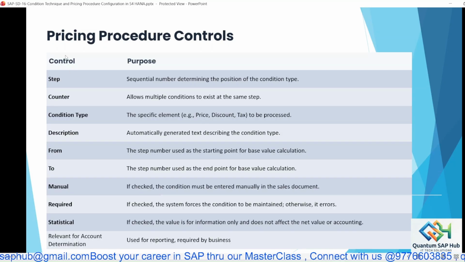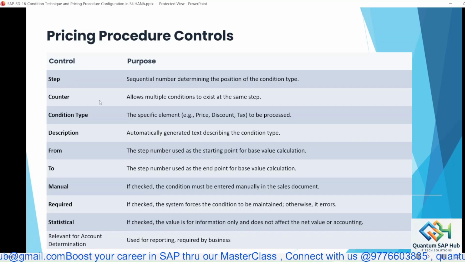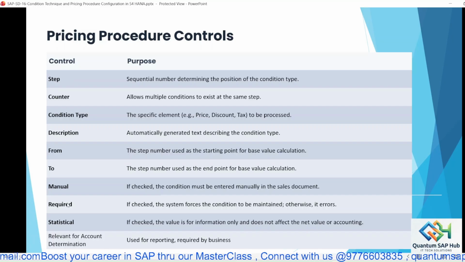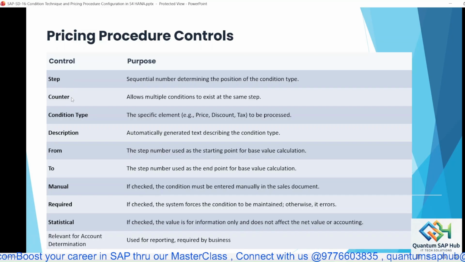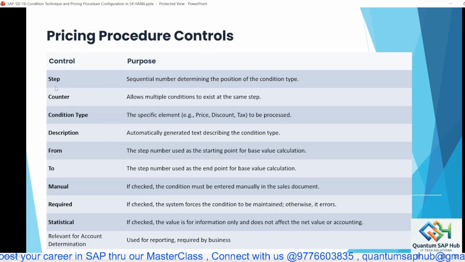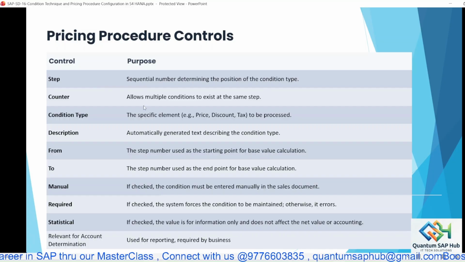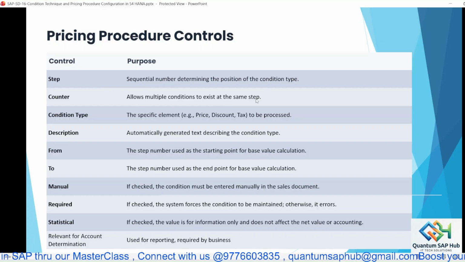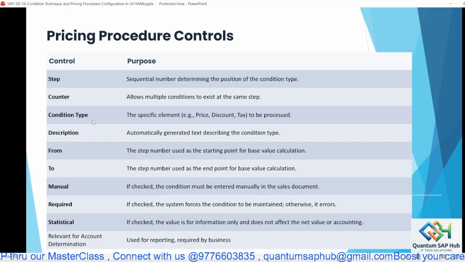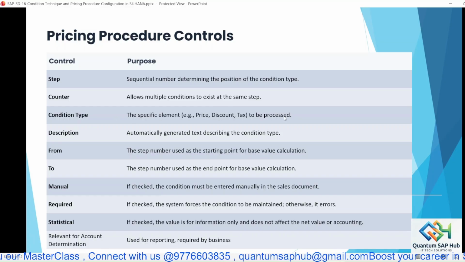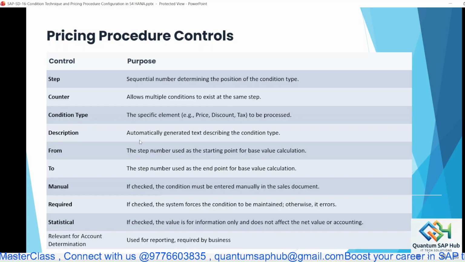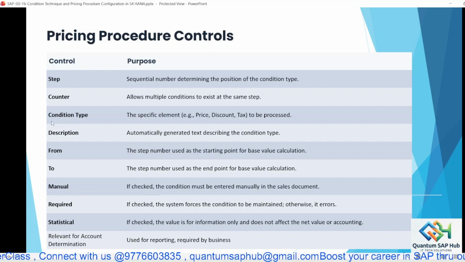Now the pricing procedure controls. If you see the pricing procedure in SAP, we will have all these 18 columns. We will have the step first, and the counter. Step is your sequential number, then multiple conditions can exist at the same step. Then condition type is the specific element to be processed. Description comes from the condition type, which we define.